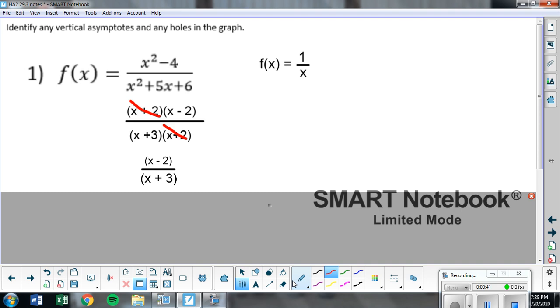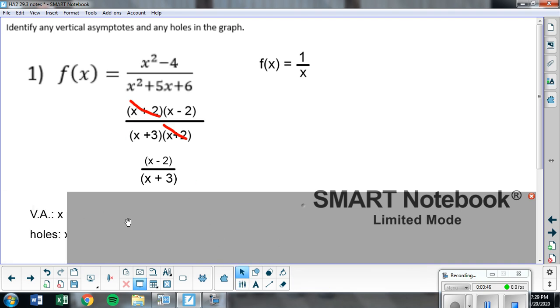Now, when we are done simplifying the numerator and denominator, we are ready to do our vertical asymptotes and our holes, which are the questions. So for the vertical asymptote, look at your denominator. What can x not be? What value of x will I not have? Therefore, there'll be a dotted line.